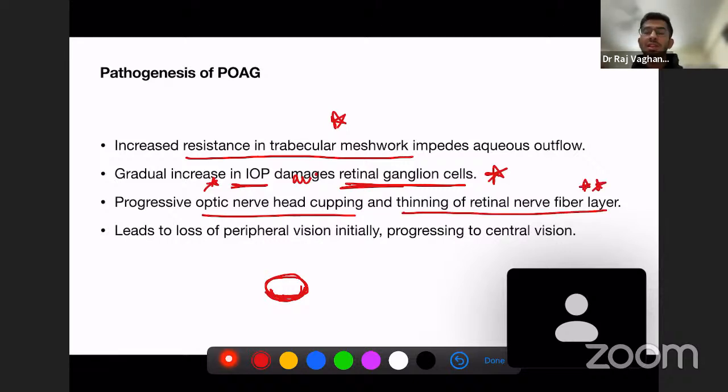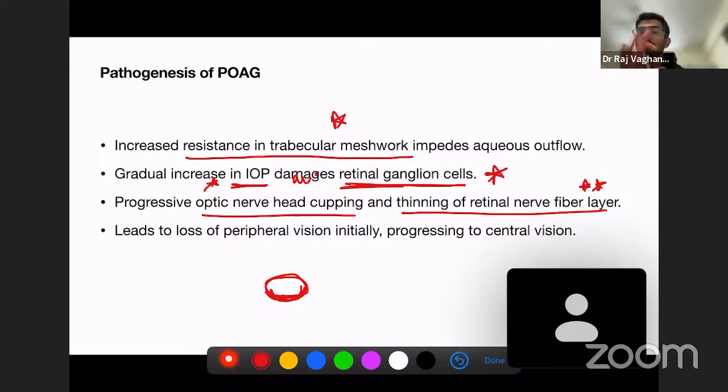In the retina, the innermost layer of our eyeball, there are nerve fibers over the retinal layer. So this layer becomes very thin. Why does it become very thin? Because the retinal ganglion cells in the retina are getting damaged.